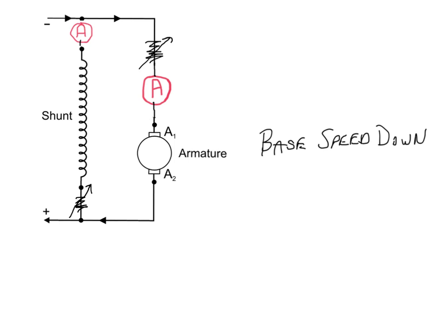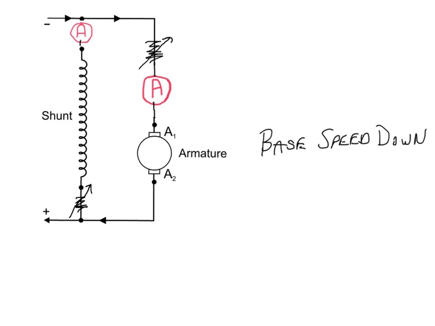Let's take a look at base speed down. The principle of base speed down that we have to remember is that it has everything to do with the armature current and only the armature current. When we affect armature current, we can affect base speed. Now base speed means the maximum speed we can get with the existing field in the shunt.